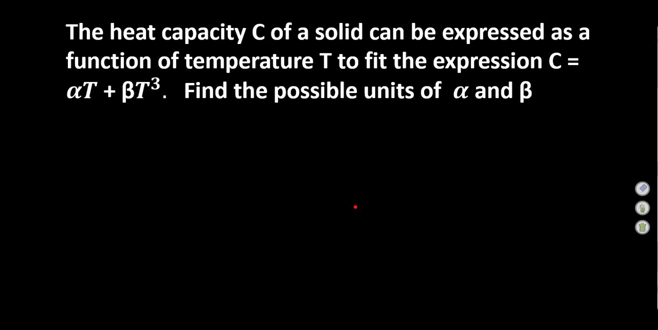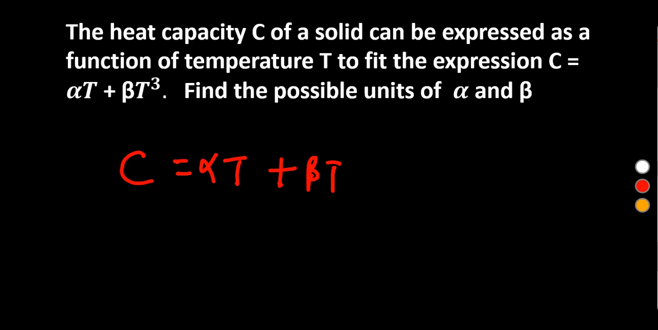This is Nacerlifa. Alright, so what we do is, first of all, let's write the expression again. This is alpha T plus beta T cubed. So the unit of this will be the same as the unit of this and the unit of this. So if that is the case, let us first find the unit of this, and this is the heat capacity.